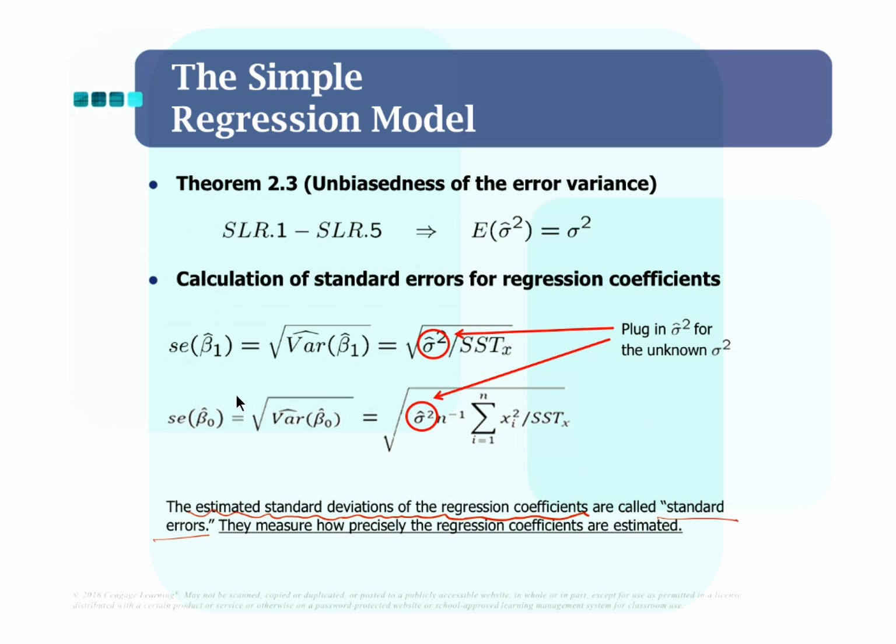And why do we need to know this? Because they measure how precisely the regression coefficients are estimated. Suppose this is small, then we are pretty confident that the true parameter is close to what we have estimated. But if this is large, then the true parameter may not be very close to what we have estimated. So it measures how precisely the regression coefficients are estimated.